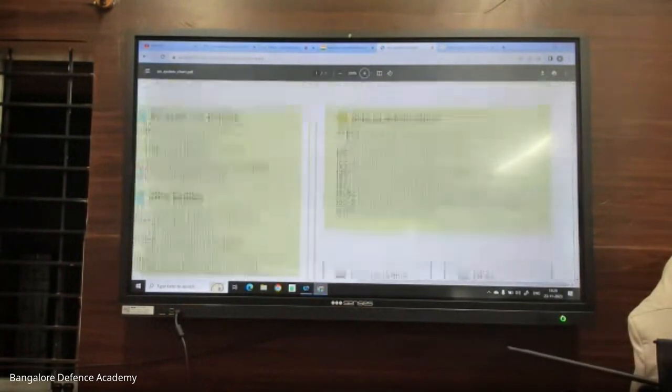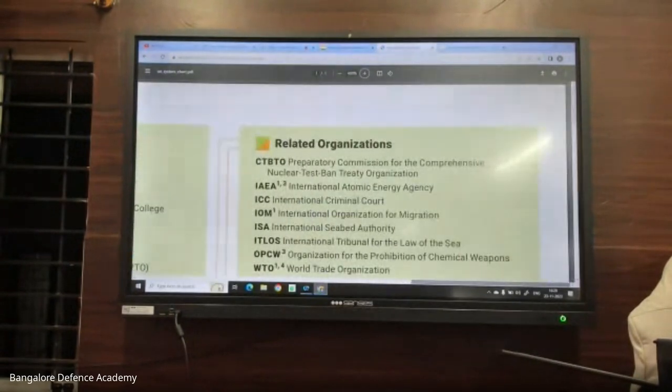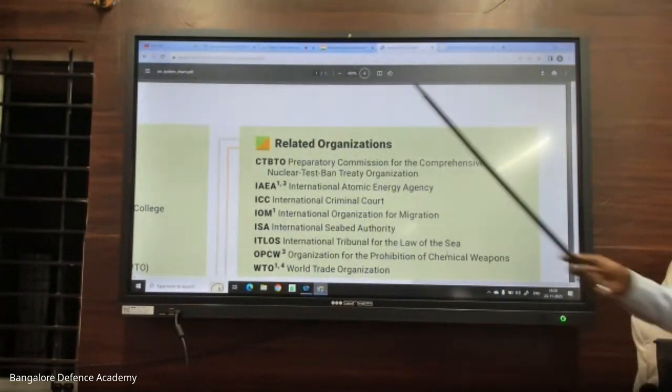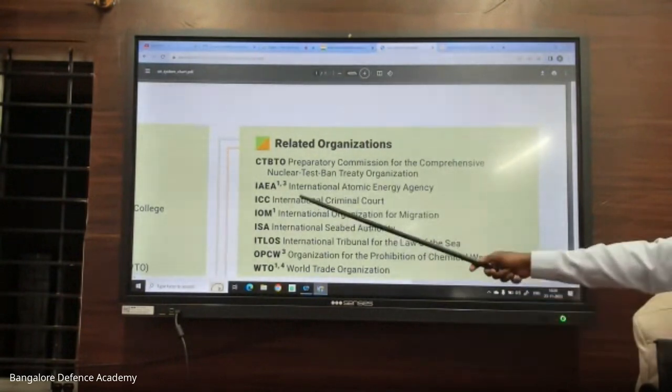Okay, then here the green one, this is very, very important. What is CTBT? Tell me, read it out. Comprehensive Nuclear Test Ban Treaty Organization, IAEA, International Atomic Energy Agency, ICC, what?